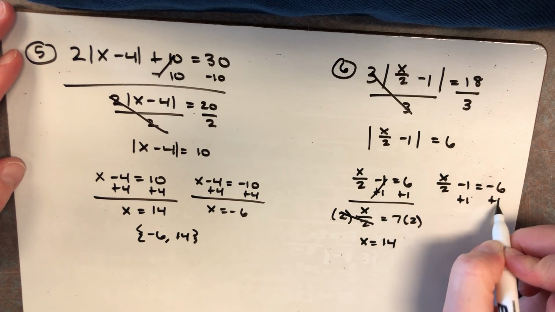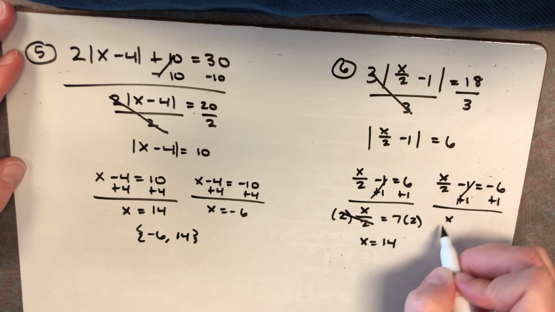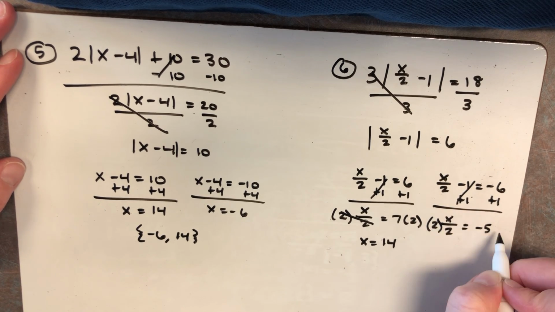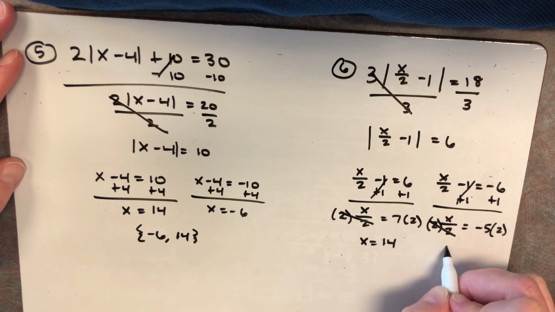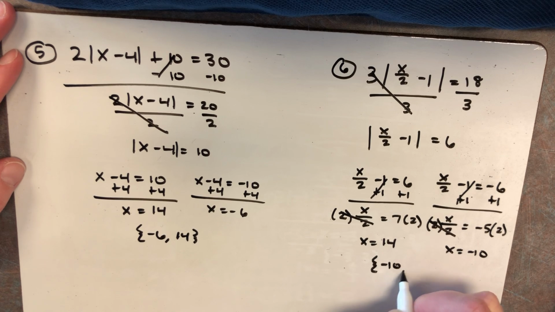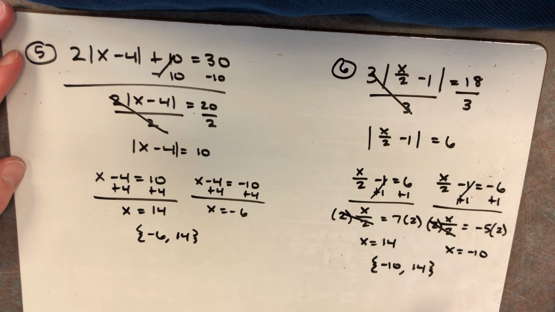Same thing over here. Start by adding 1 to both sides. X over 2 equals negative 5. The opposite of dividing by 2 is multiplying by 2, so now I get x equals negative 10. If I write this out, I get negative 10, 14 for my final answer.